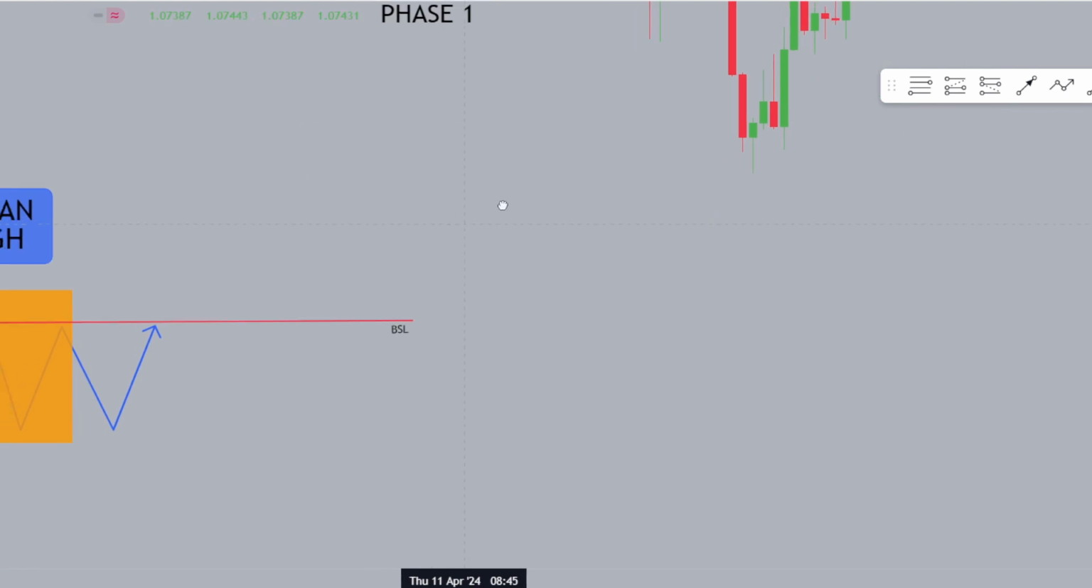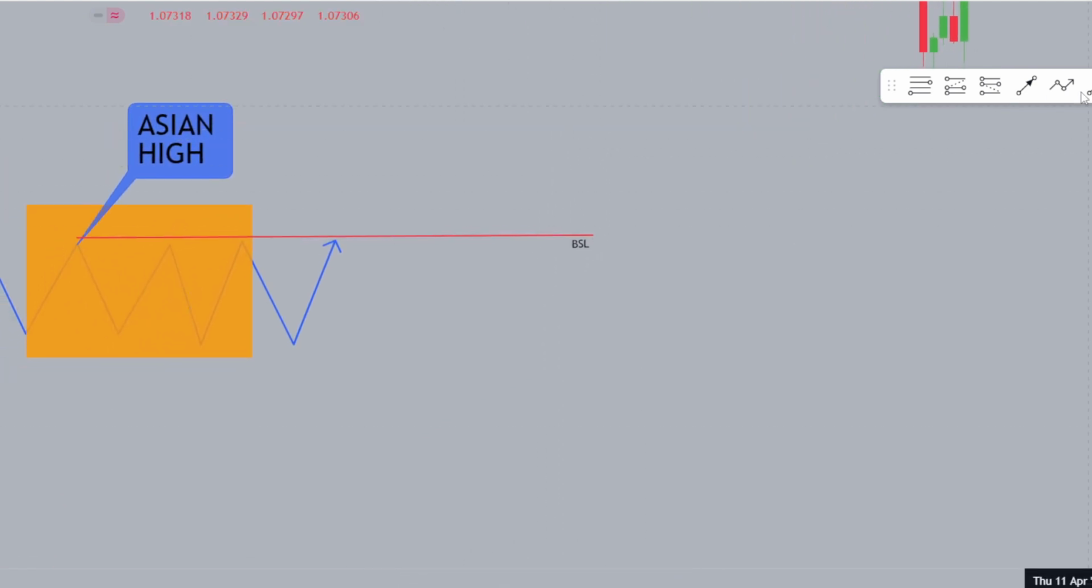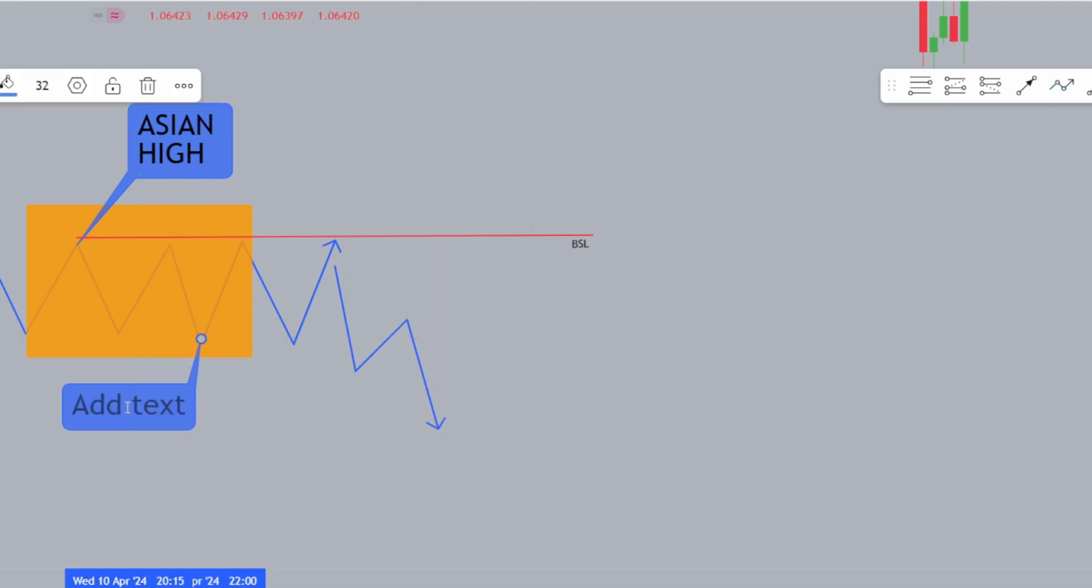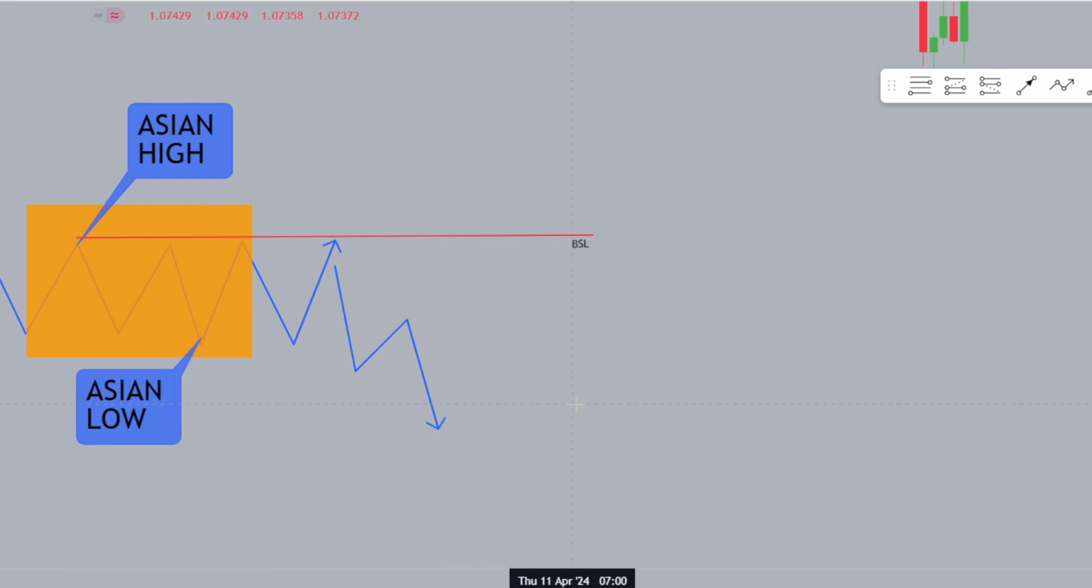So if we just take this to the model over here, what we need to understand is that we've had a sweep of sell side liquidity, or the Asian low. So we've seen the Asian low get swept, and you want to ask yourself, what is the purpose, right? What is the market seeking to do with this move? Why does the market move like this?